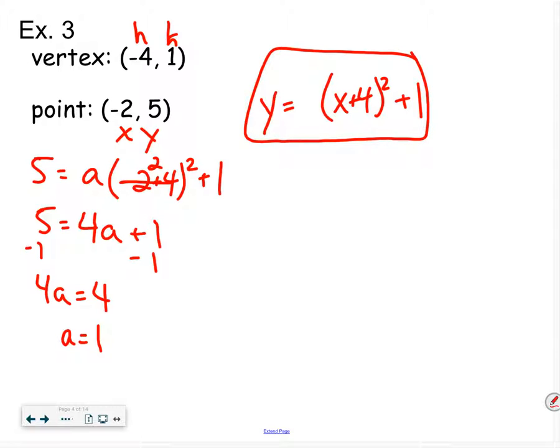That's it. Should you write an A in front or no? No, because we got a as 1. You can put that 1 out front, but it'll just be the same thing. That's why I say you don't technically have to write that out front. Alright. Okay, so that's the new stuff.